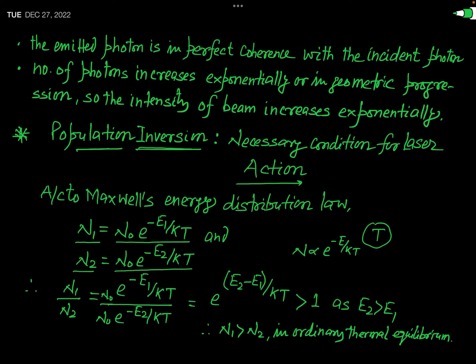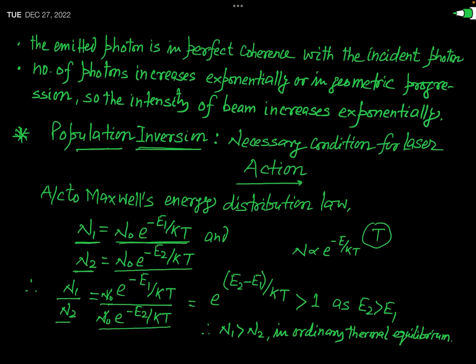So we will see that in normal condition, the number of atoms present in the lower energy level, which is N1, will be greater than N2. How can you say that N1 will be greater than N2? Let us see it here. For this, let us find the ratio N1 by N2. You can see that N1 is equal to N0 e to the power minus E1 by KT, and N2 is N0 e to the power minus E2 by KT. Now this N0 and N0 will cancel out, and what will your result be?